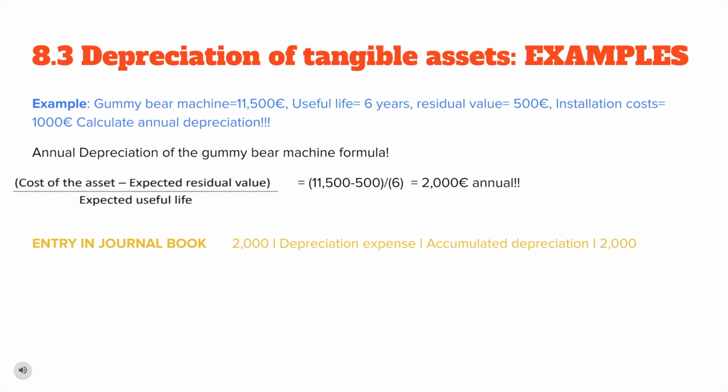Substituting the numbers in the formula, we see that the cost of the asset, that is 11,500 euros, subtracting the expected residual value, which is 500 euros, over the expected useful life, which is 6 years, gives us a 2,000 euros annual depreciation. And we put it in our journal book, recording 2,000 euros as depreciation expense to accumulated depreciation, 2,000 euros.